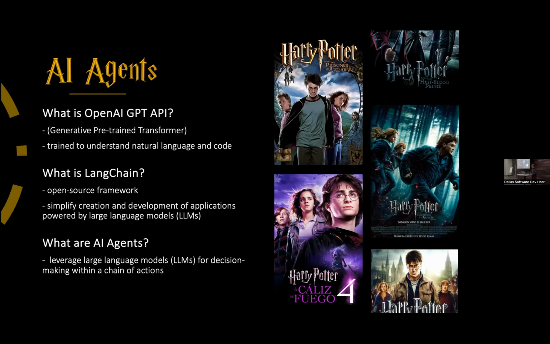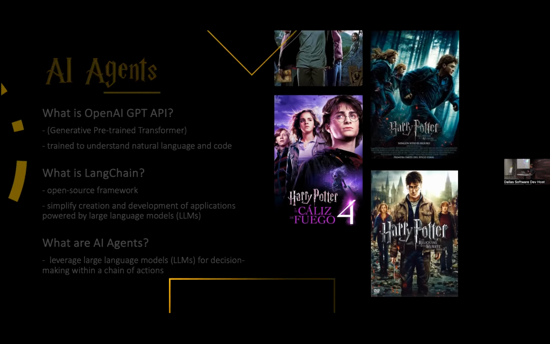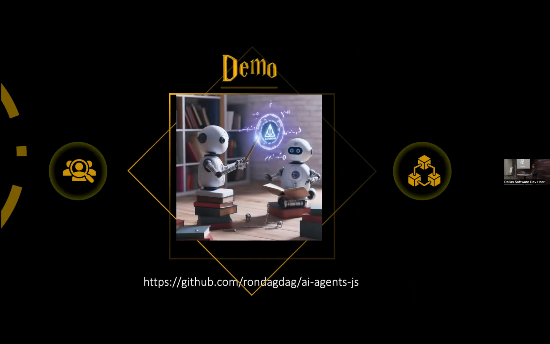applications. And so what are AI agents, you ask? AI agents are a way to use a large language model to make a decision about the chain of actions, meaning you use AI as a reasoning agent to create the steps for you in order to build some actions. And I'll talk more about that in this demo.